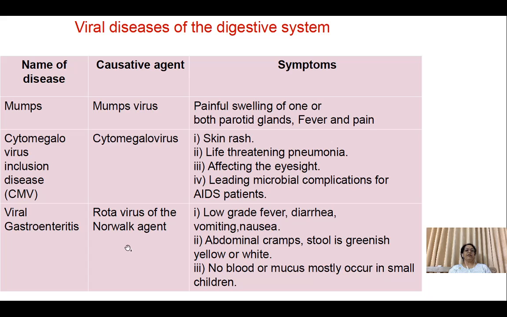One very important category of viruses which causes gastrointestinal tract infection mainly in children, mainly in infants, is rotaviral diarrhea. Rotavirus or the Norwalk agent is the causative agent of it. Initially, there is a low grade fever, diarrhea, vomiting, and nausea in the patient with abdominal cramps. Stool is greenish yellow or white. No blood or mucus in the patient's feces, and it mostly occurs in children.